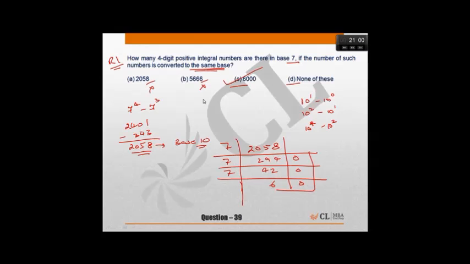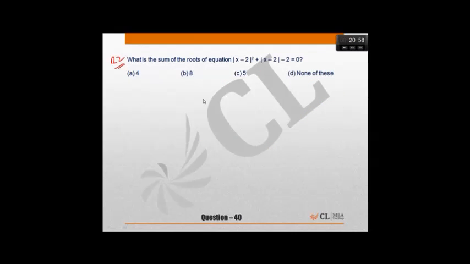Okay, I don't know how to do this, so I'll skip. 39 gone. So what is the sum of roots of the equation? This is nothing but x minus 2 whole square. With a whole square, mod does not really matter. Plus mod x minus 2 minus 2 is equal to 0. So two cases. Case 1 is x greater than 2, and case 2 is x less than 2. Let me check for x greater than 2.